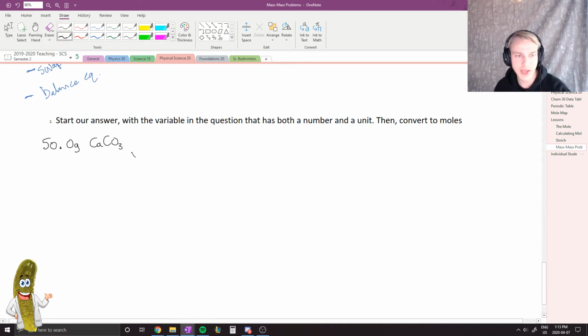So what we want to do then, the next step, is convert this into moles of calcium carbonate. And so to do that, we would need to figure out the molar mass.